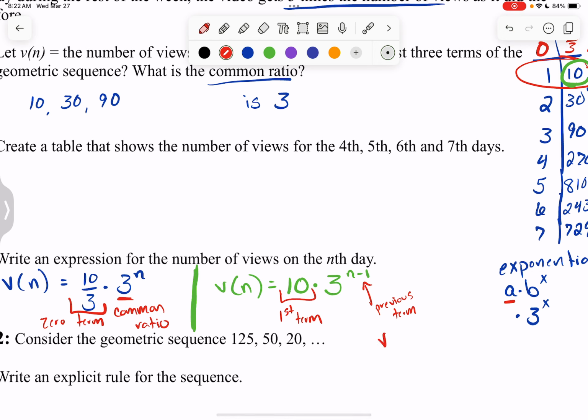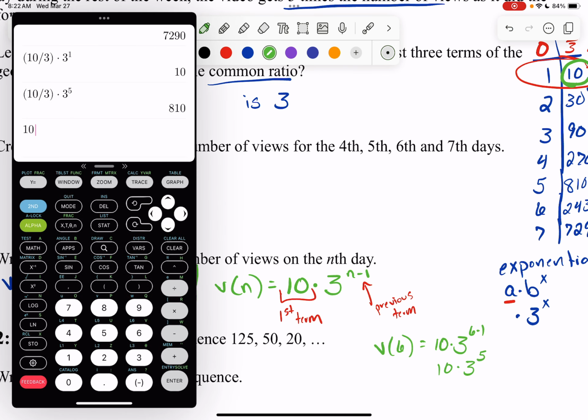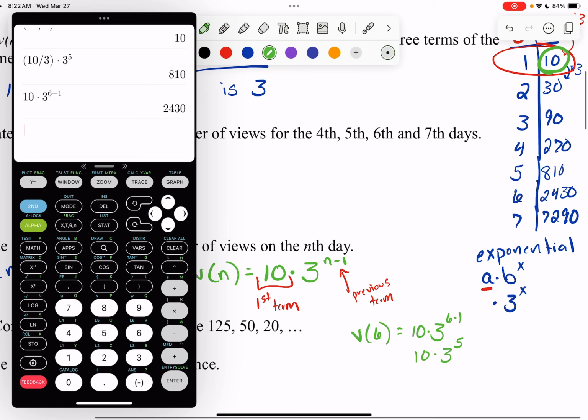Meaning, if I want to find the 6th term, I take 10 times 3 to the 6 minus 1, which would be 10 times 3 to the 5th. So that would be the 6th term. That gives me the 2,430. Okay, which still gives me the 2,430. So this is 2 different ways.